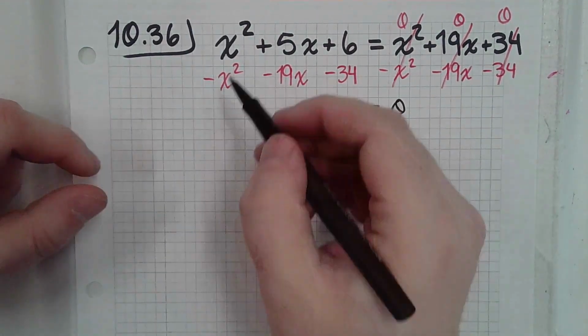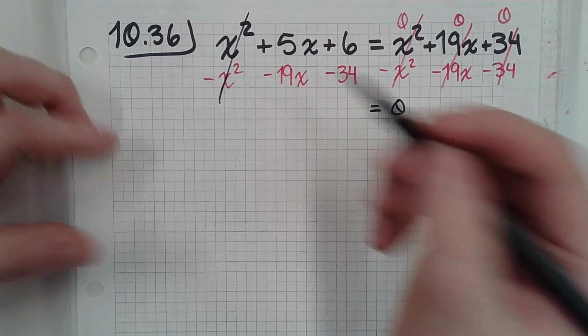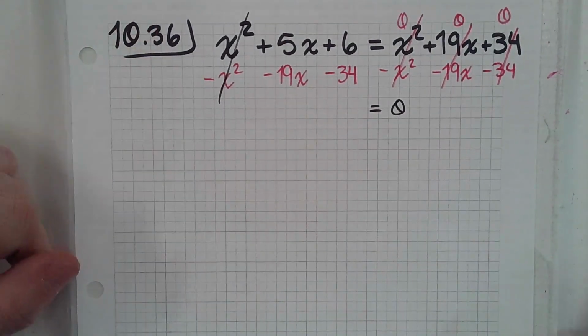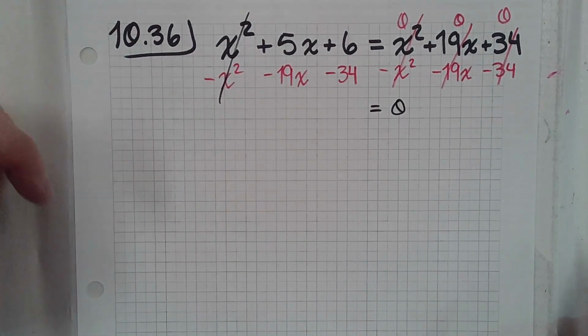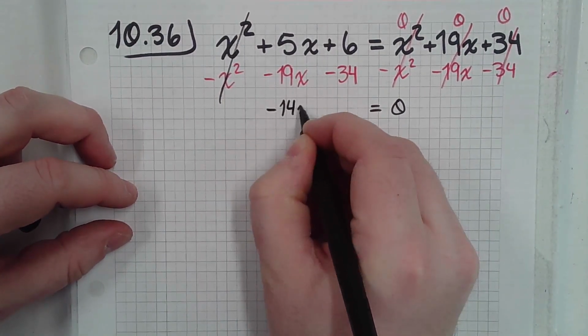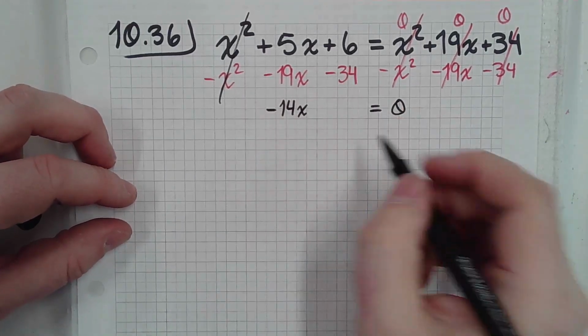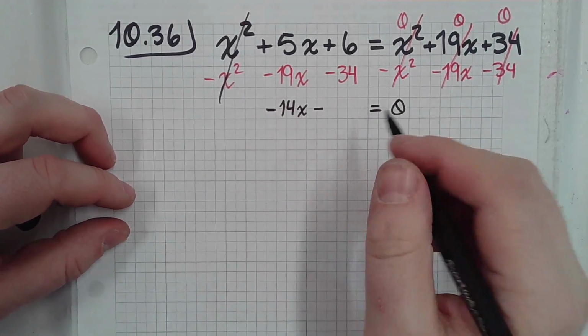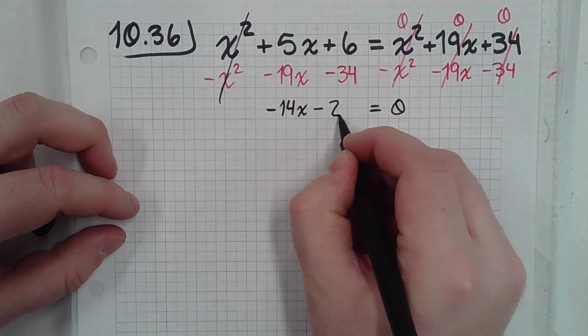And that junk is x squared minus x squared. Well, that actually goes away, right? Anything minus itself is 0, so that's kind of nice. We're not even dealing with the quadratic now. 5x minus 19x's is negative 14x's. And then 6 minus 34, if we do that, we're going to get negative 28.